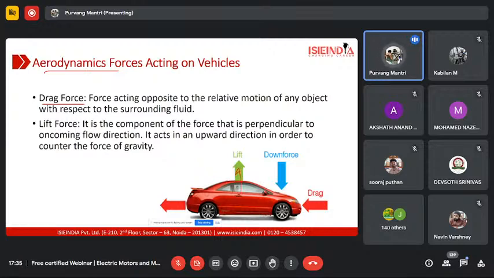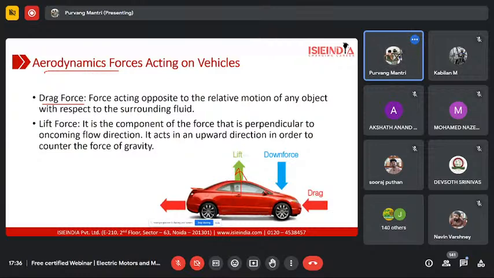It acts in the upward direction. And lift is something that we never desire, because we are not trying to design an aeroplane. We're actually trying to design a car. If you are designing an aeroplane, then yes, lift is good for you. But in case of our cars, we don't want our cars to fly, because then it's going to result in a bad accident. So we don't want our cars to fly.